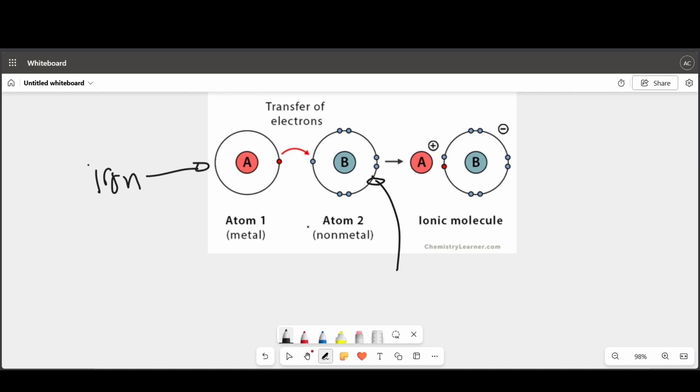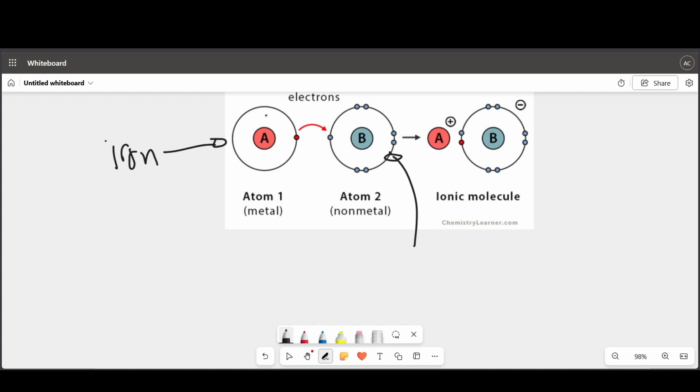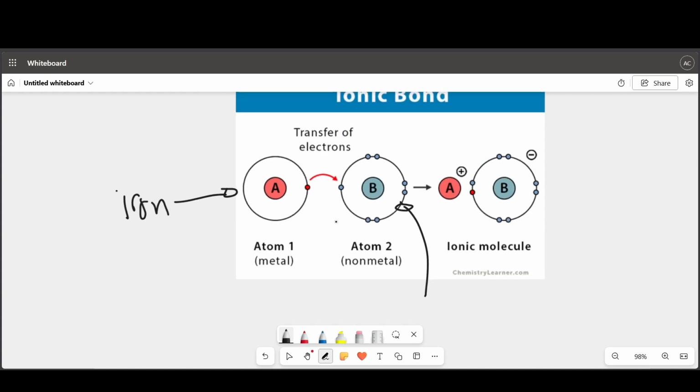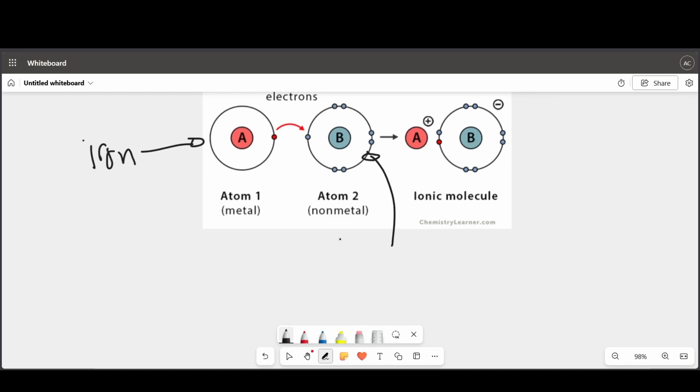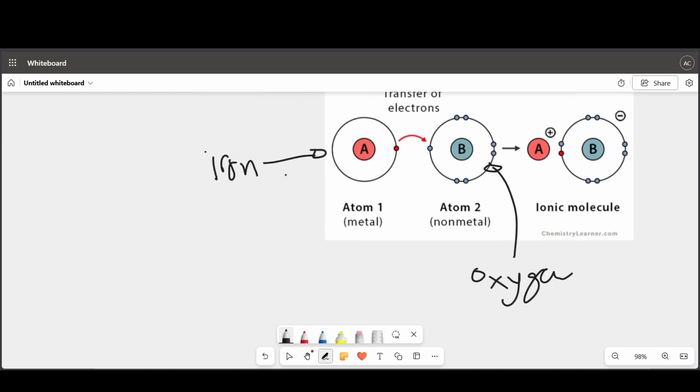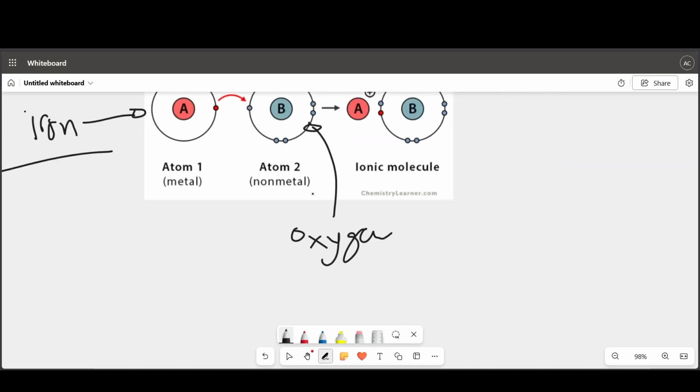So what it says here in the ionic bonds is basically, let's go back right here to the description, so we can be very precise about this. The ionic bonds are created through electrostatic attraction between oppositely charged ions. This happens when one atom completely transfers one or more electrons to another.